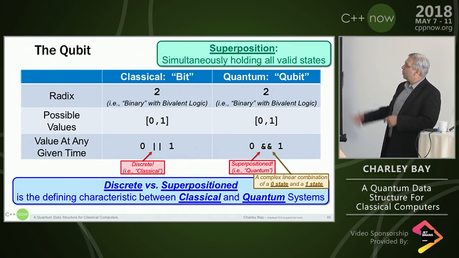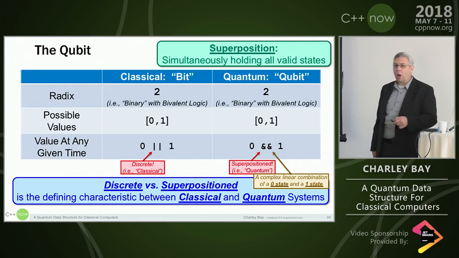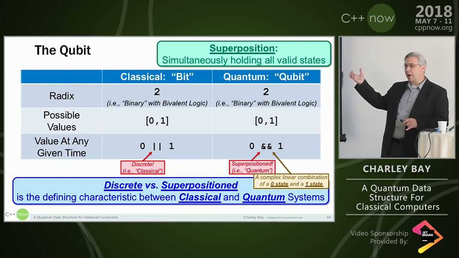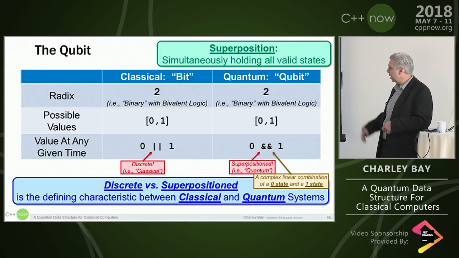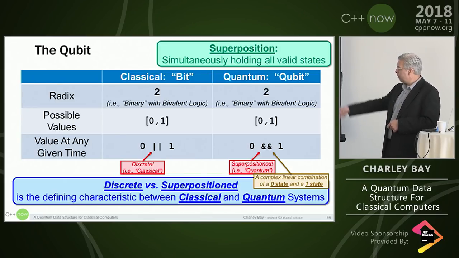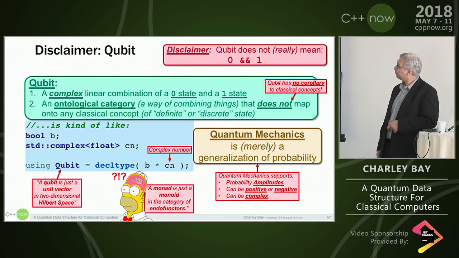So superposition, we have here under quantum the idea that we can start interfering values and having superposition values that we measure, and we collapse waveforms later. So that's the discrete versus superposition.